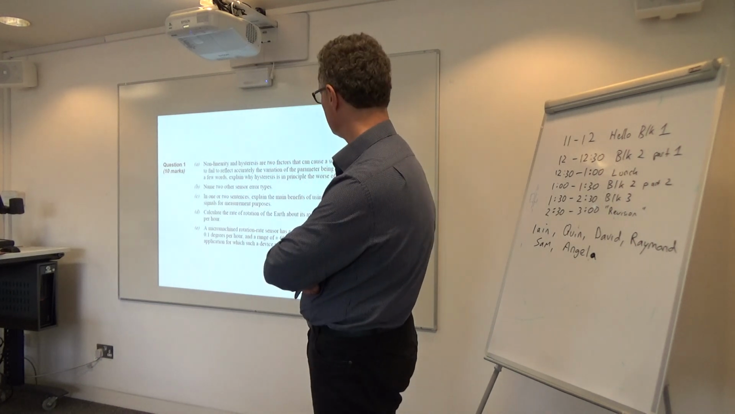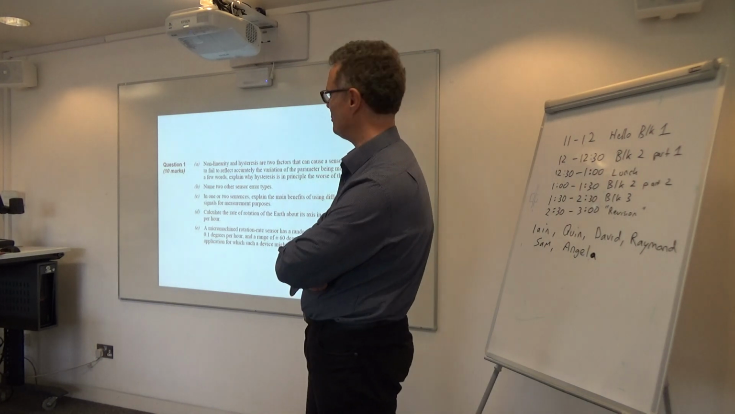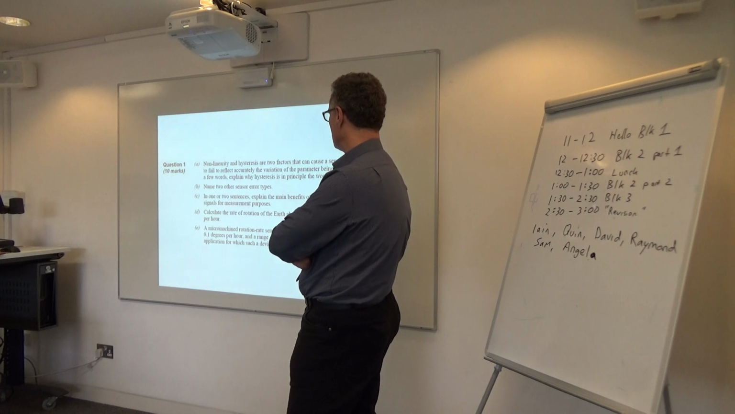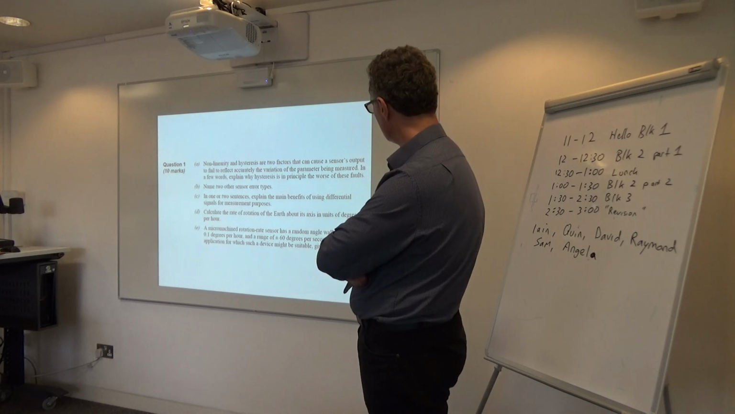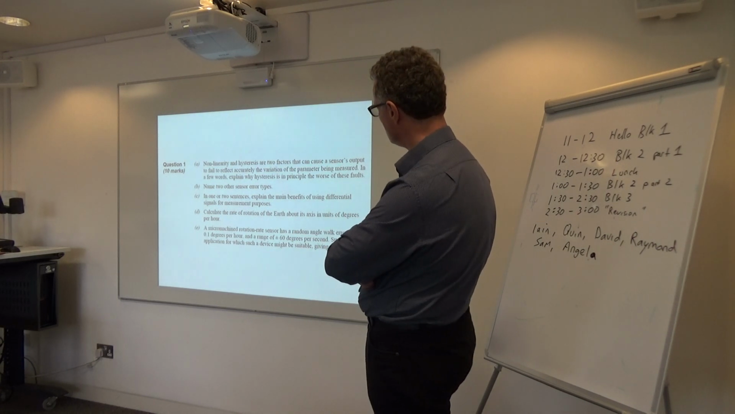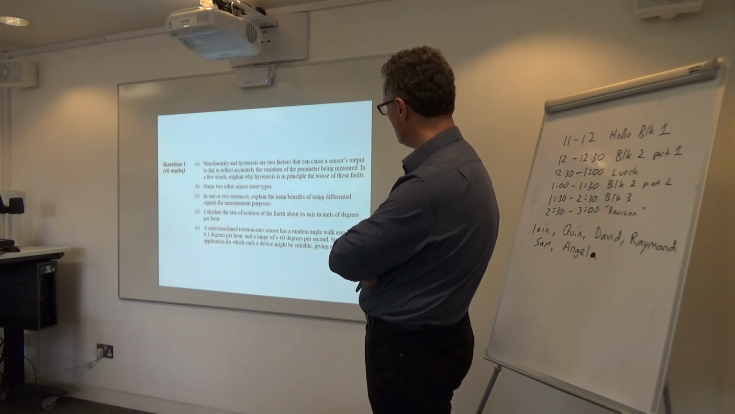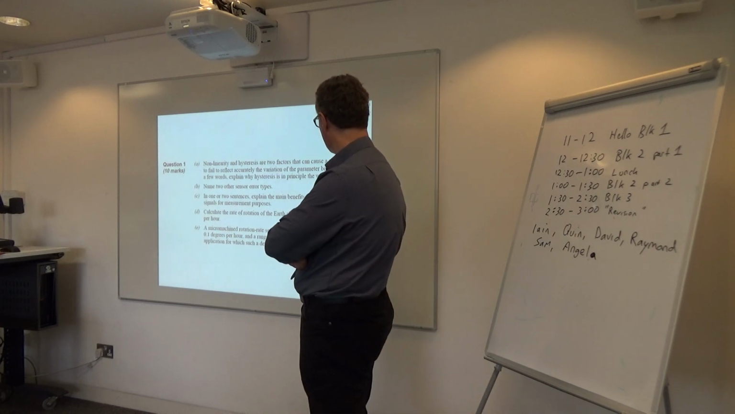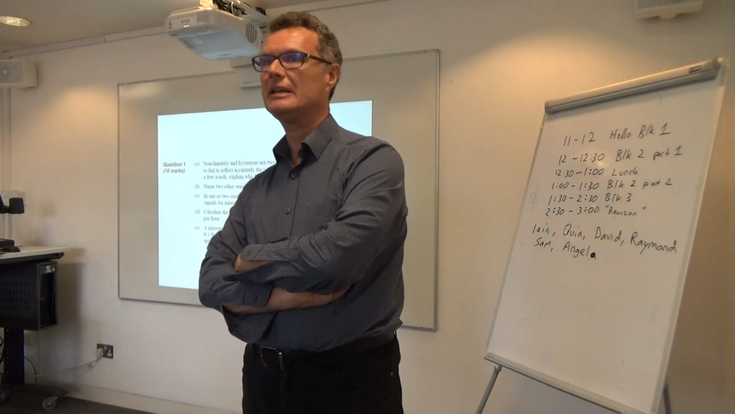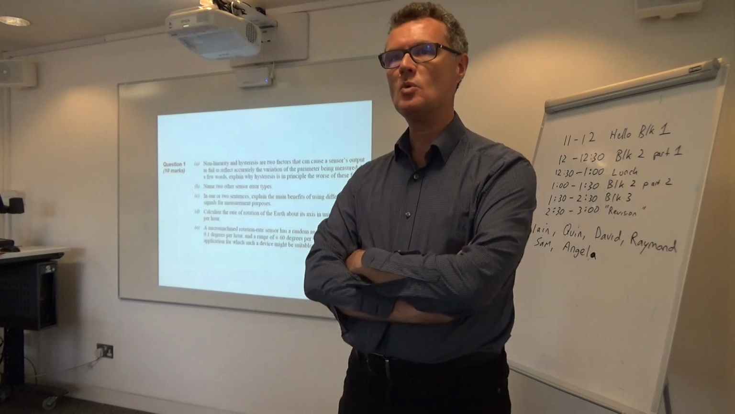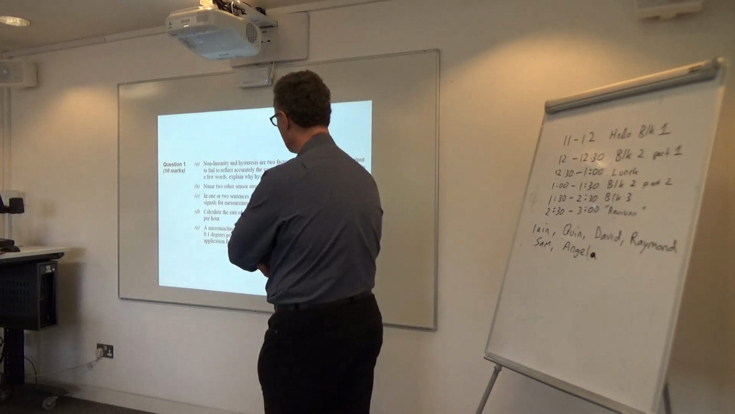My one. Yeah. So I put up this question here, so I thought we'd have a crack at this, if we can. Part A: non-linearity and hysteresis are two factors that can cause a sensor's outputs to fail to reflect accurately the variation of the parameter being measured. In a few words, explain why hysteresis is in principle the worst of these faults. So any ideas? Why is it worse than non-linearity?